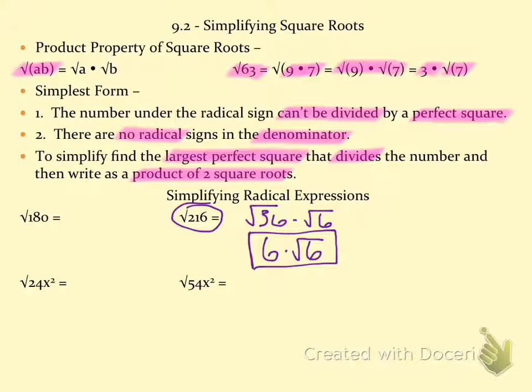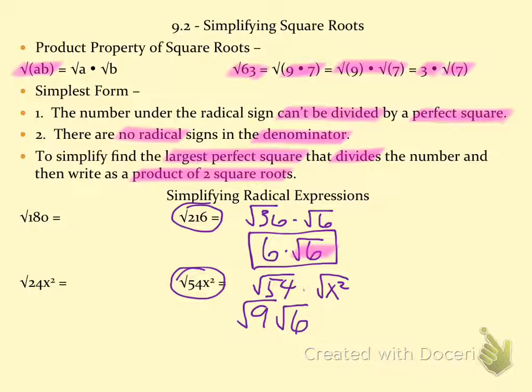That's simplest form because the number underneath the radical sign, which is 6, can't be divided by any other perfect square evenly. The example down here on the bottom is the square root of 54x squared. I can separate that right away into the square root of 54 times the square root of x squared. The biggest perfect square that divides 54 is 9. So the square root of 9 times the square root of 6. That's how I'll break that down, and then times the square root of x squared.